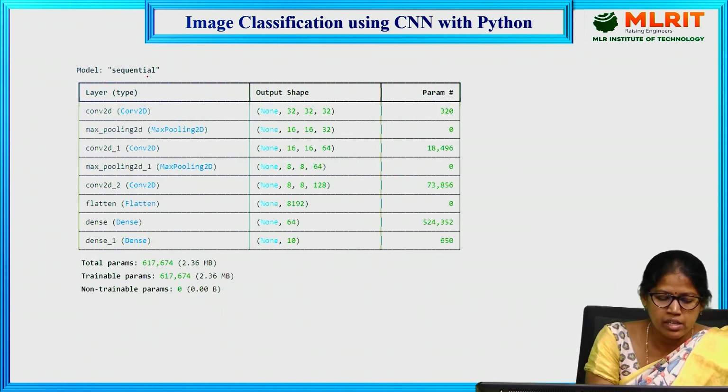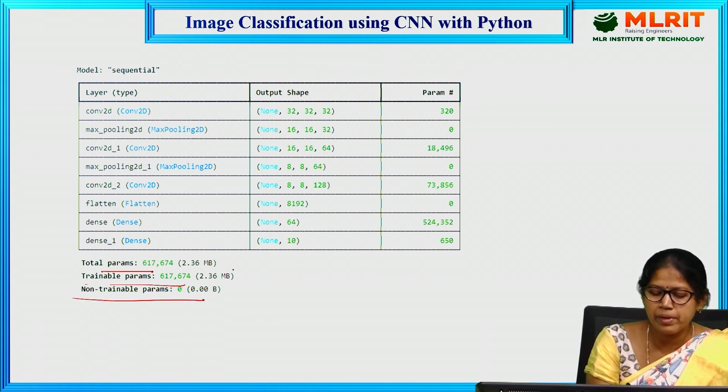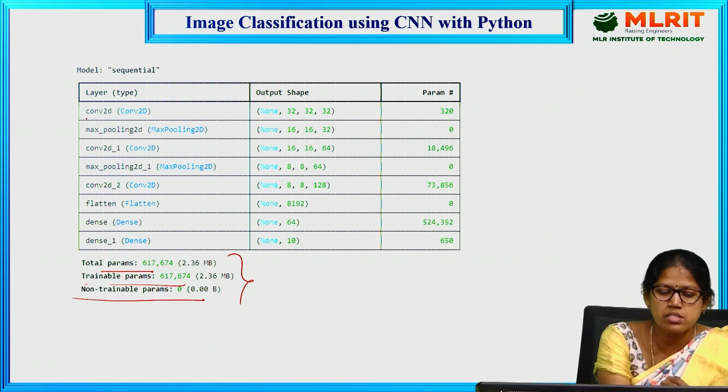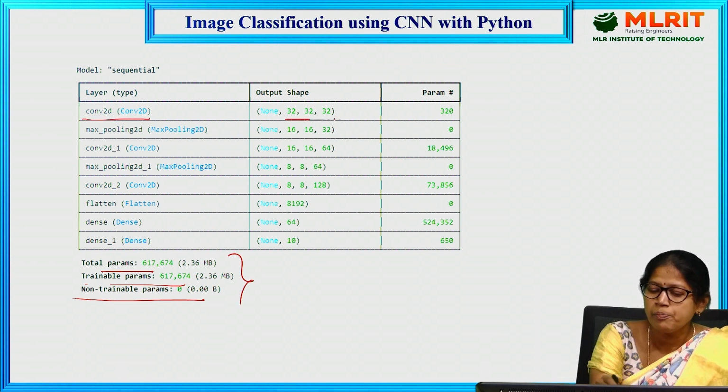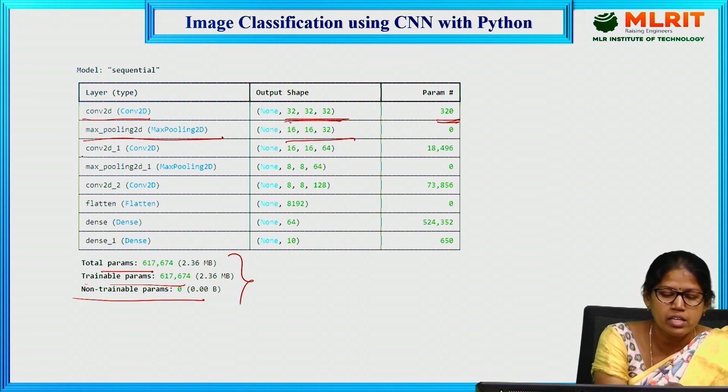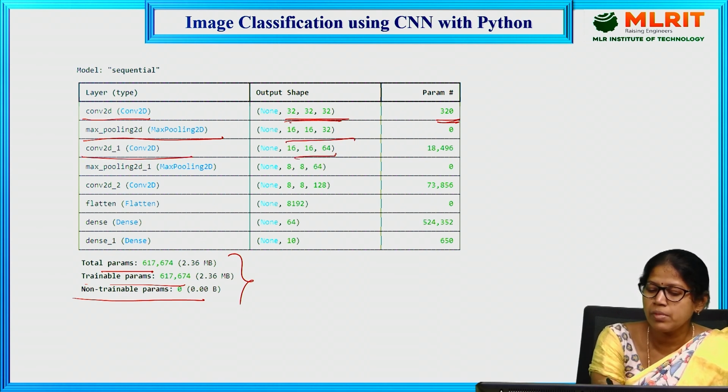Let's look at the total parameters here, 674, trainable parameters, non-trainable parameters. This is the summary of the entire model. Like this, first it is Convolution 2D, with 32 filters, and the parameters are 320, like that. Max pooling gives 16 by 16 after applying. Next, again convolution on 16 by 16. Later, after applying max pooling, it reduces to 8 by 8. Again convolution on 8 by 8.